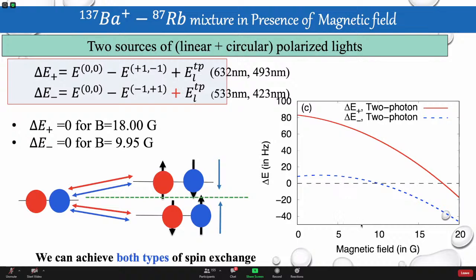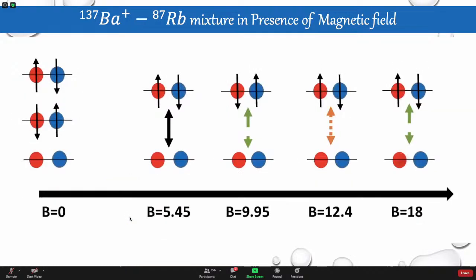And at that particular magnetic field, you will get spin oscillation between these two. Whereas you will still get a spin oscillation between 0, 0 and +1, -1, but at a higher magnetic field. So this is the advantage of the two-photon case: we get both oscillations, made possible just by tuning the wavelength of the light. By tuning the wavelength at two different tune-out wavelengths, we can make both spin oscillations possible.